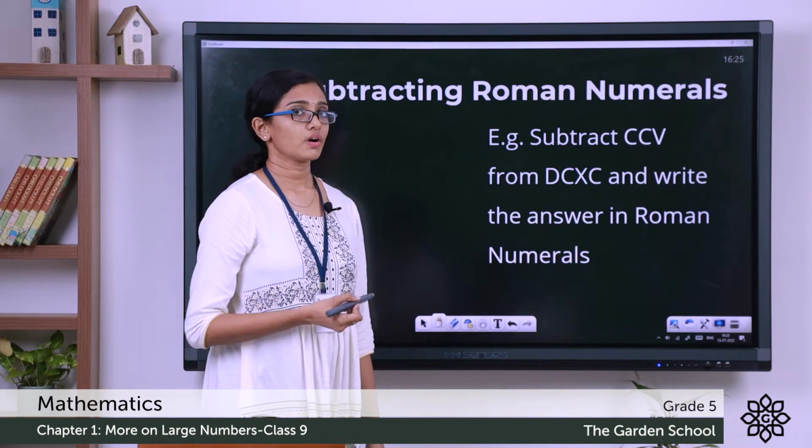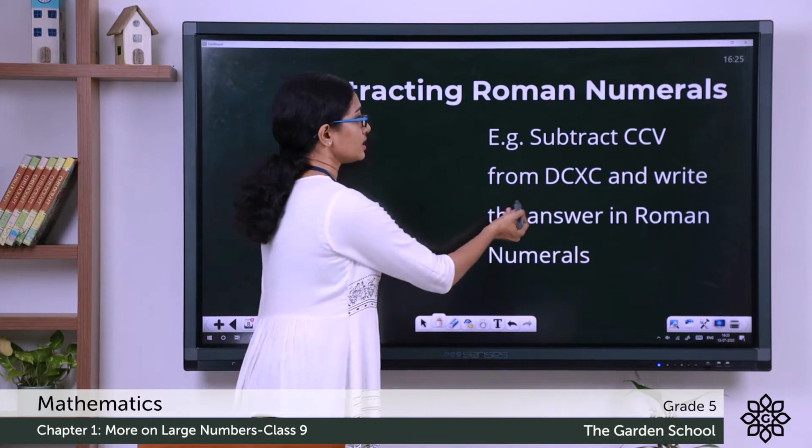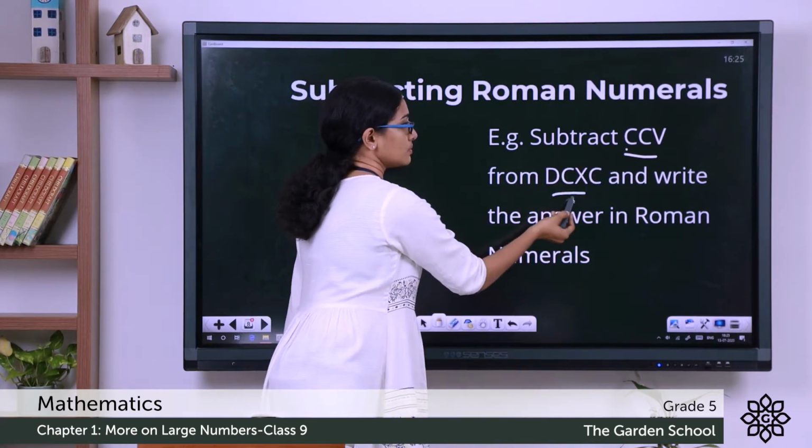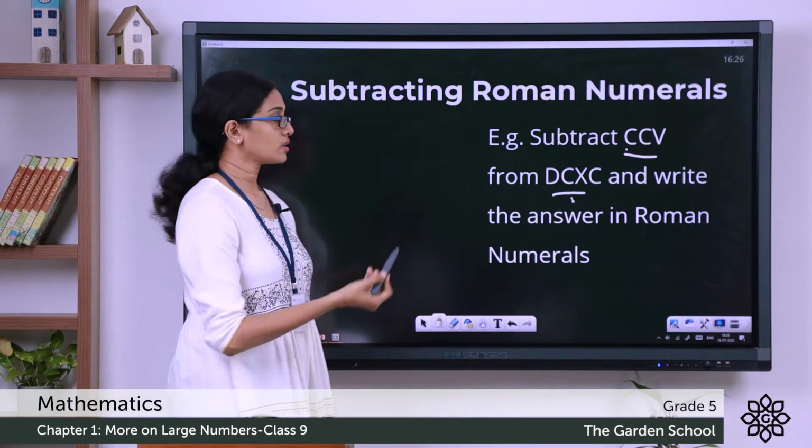We have already learned about the different rules of subtraction. Here, you are given two Roman numerals. You have to subtract this from this and write the answer in Roman numerals.